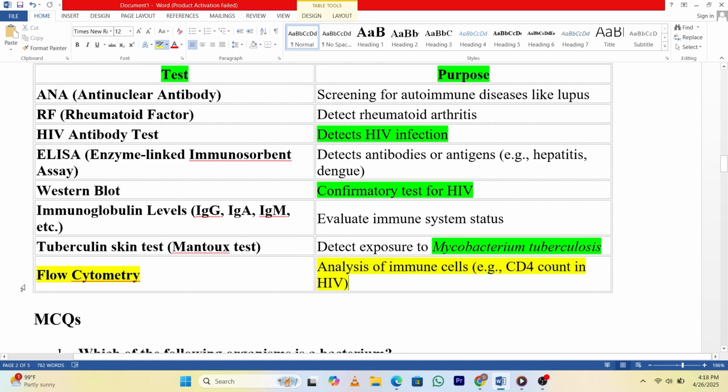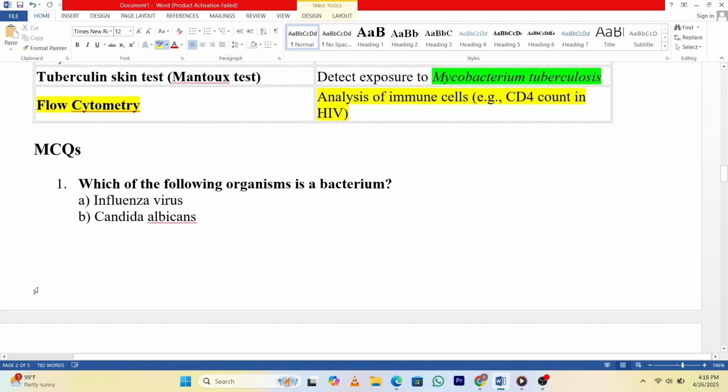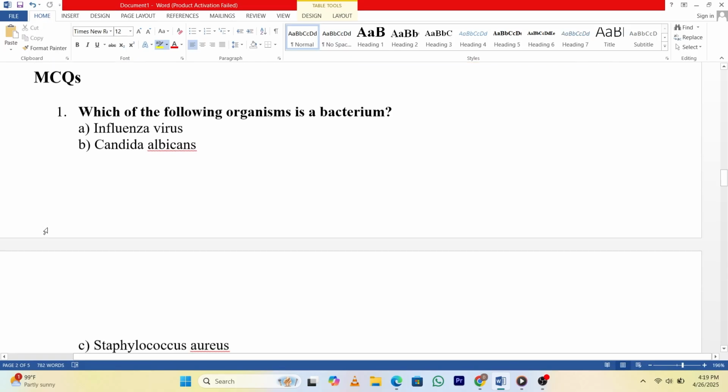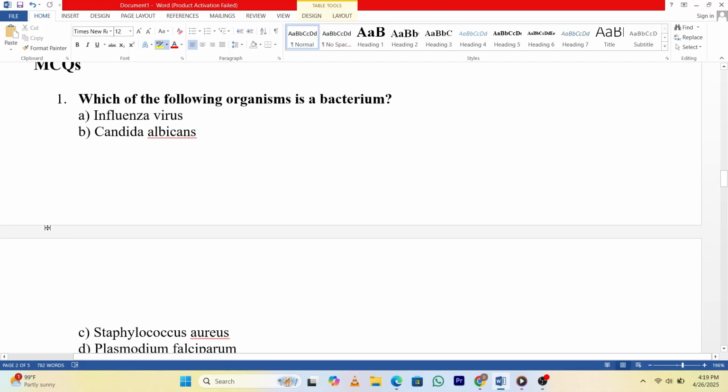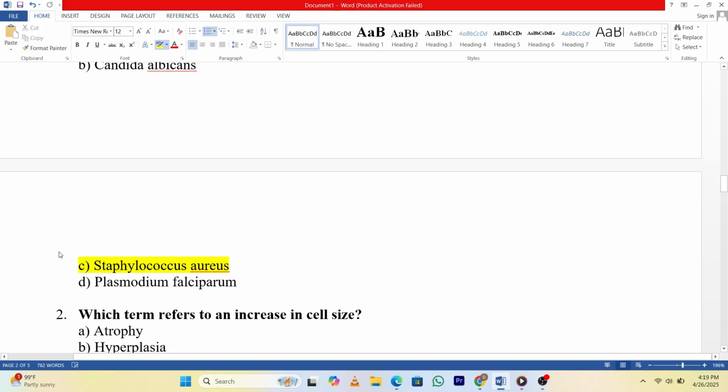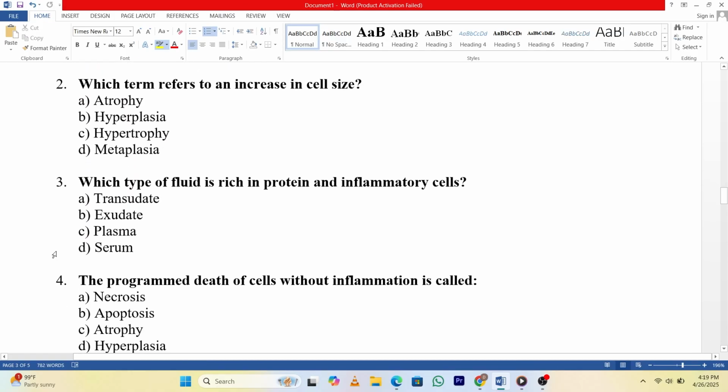MCQs. 1. Which of the following organisms is a bacterium? A. Influenza virus. B. Candida albicans. C. Staphylococcus aureus. D. Plasmodium falciparum. Answer: C. 2. Which term refers to an increase in cell size? A. Atrophy. B. Hyperplasia. C. Hypertrophy. D. Metaplasia. Answer: C.